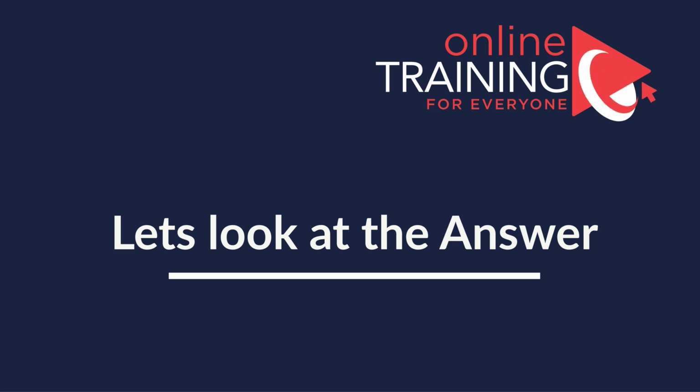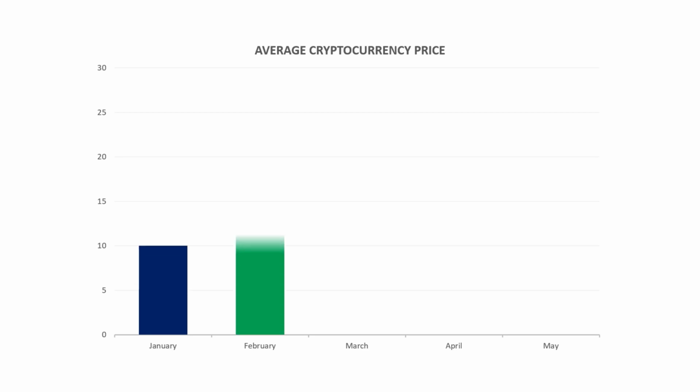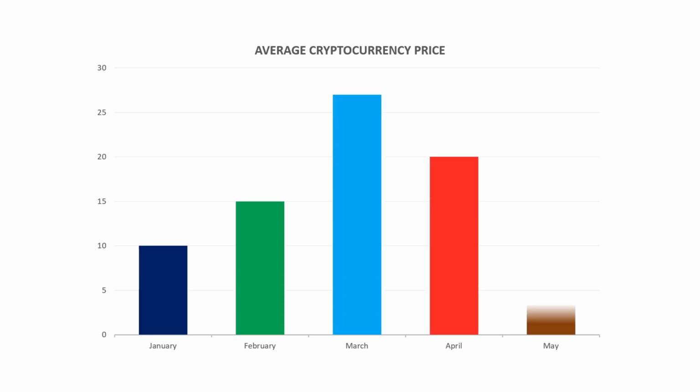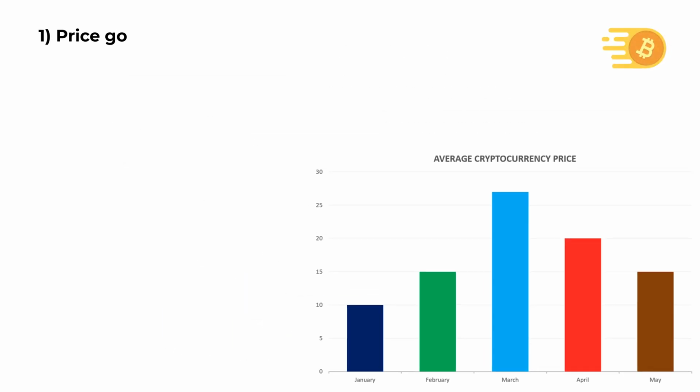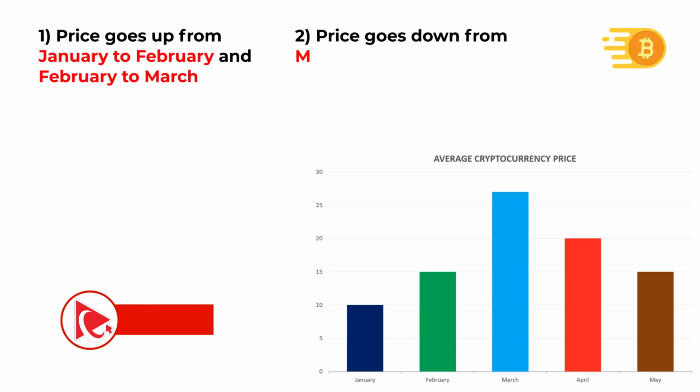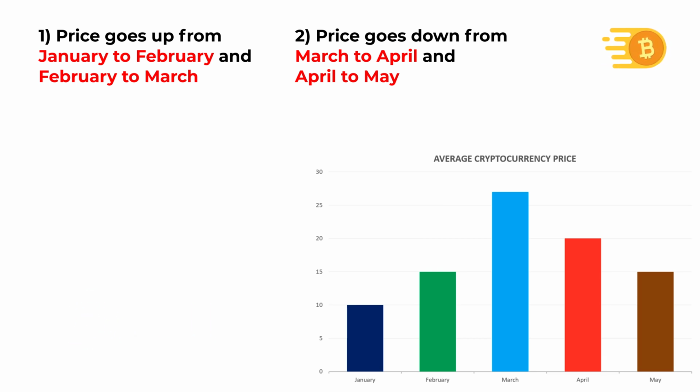In this challenge, we need to analyze the chart first. And there are only 2 consecutive months with the price increases. Price goes up from January to February, and then from February to March. And price goes down from March to April, and price goes down from April to May as well. So let's look at the 2 months with price increases closely.